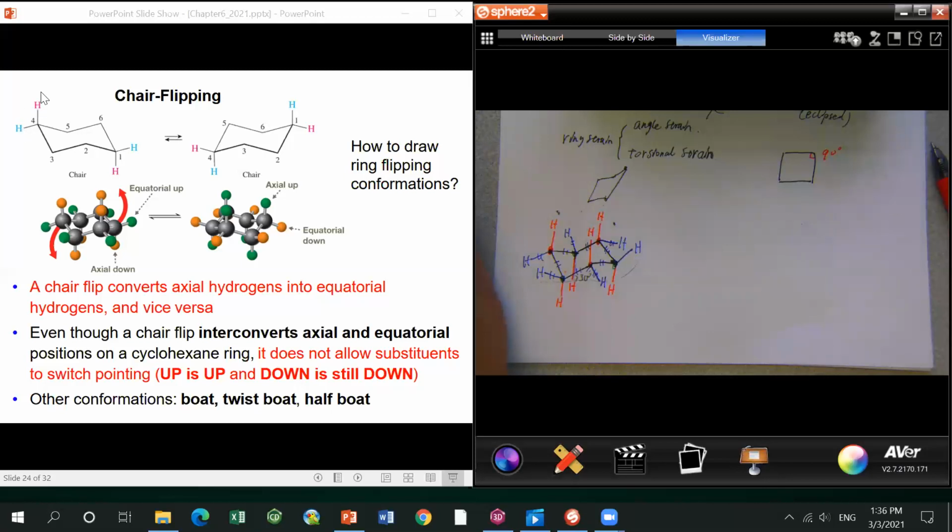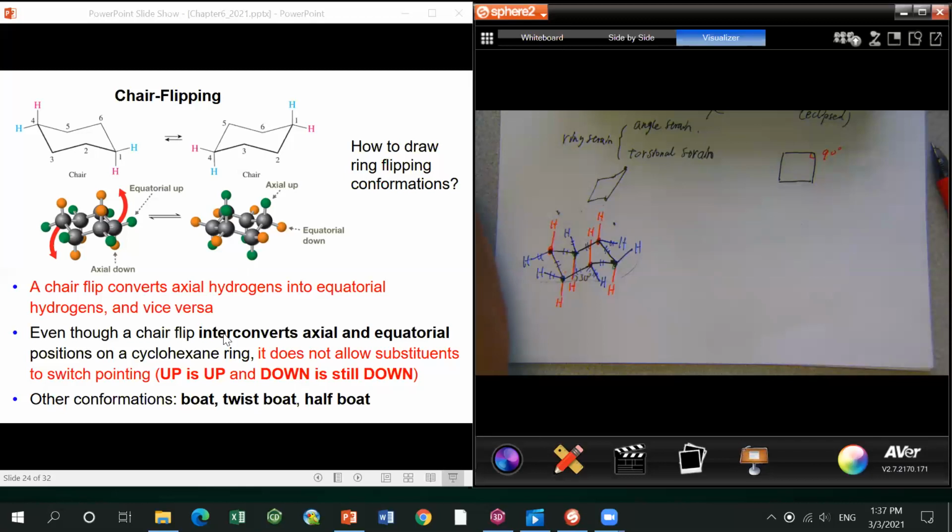So for this red one, once you do the reflip, it's still pointing up. See here, it's still up. For the blue one, although it changes from equatorial to axial, it still points down. Same thing for the two hydrogens on carbon 1: up, still up; down, still down. So keep that in mind: when you do a reflip, only equatorial and axial change. The pointing won't change.